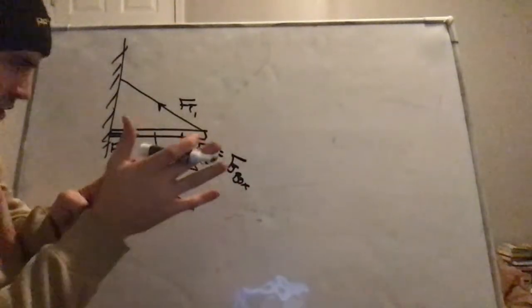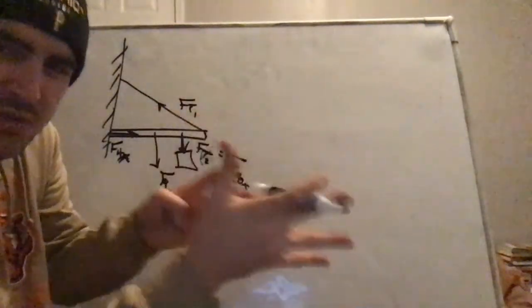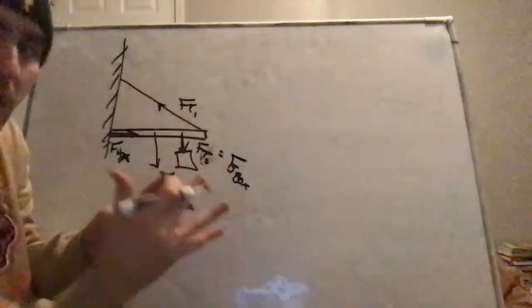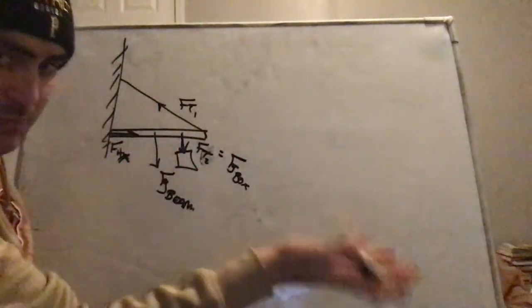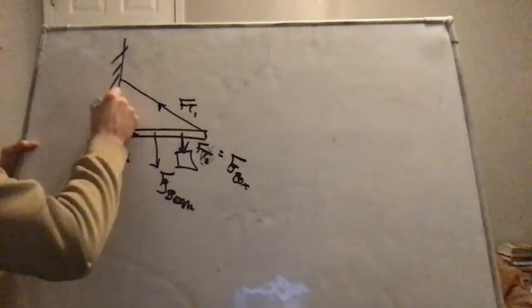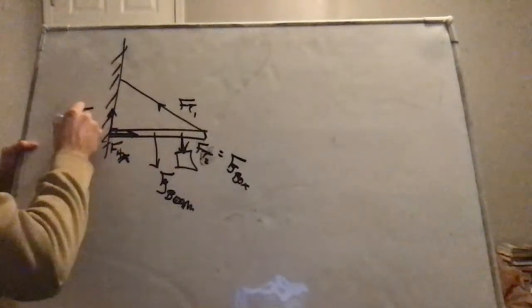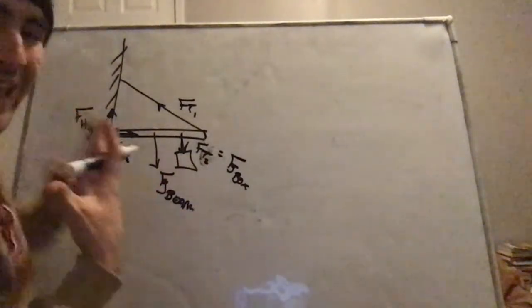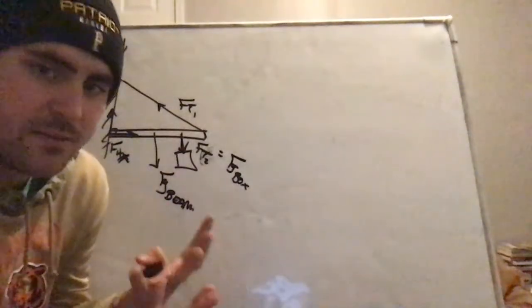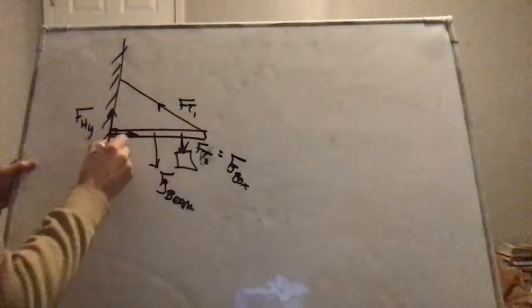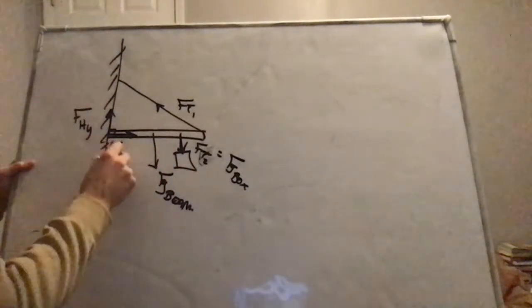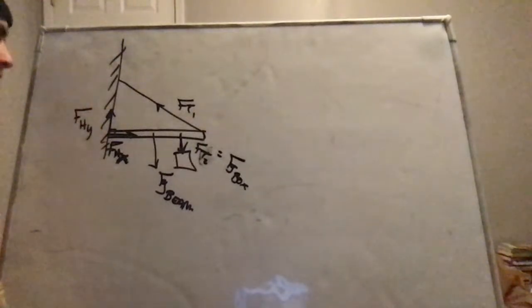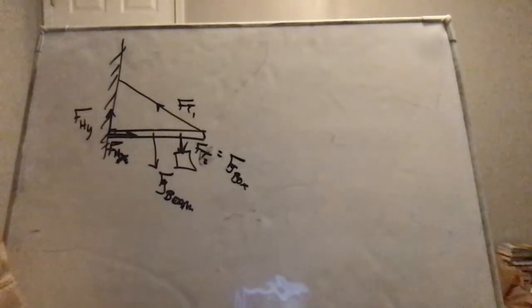The wall is exerting some kind of normal force back on the beam, which is wild because I know that if there's a normal force back on the beam, there's going to also be a perpendicular friction force. I'm going to call it F hinge Y. It could be any type of force. It doesn't necessarily need to be friction. But at the hinge, there's always going to be a horizontal hinge force and a vertical hinge force. Let's call them F hinge X and F hinge Y.